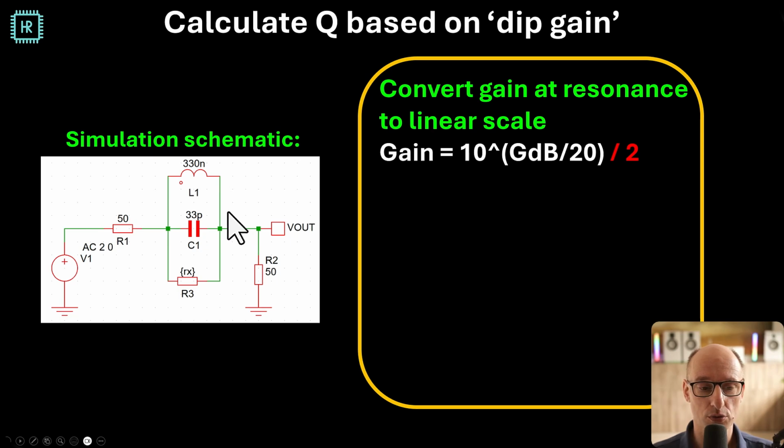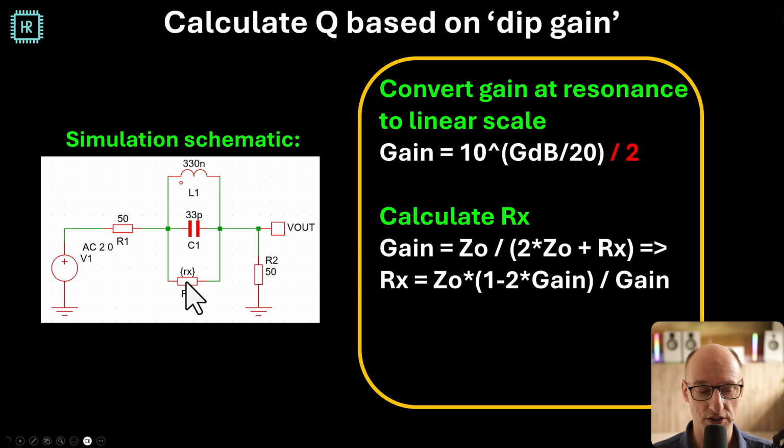So now the first thing we need to do is to convert that gain in decibels of that dip to a linear scale. So you do that by taking 10 to the power of the gain in decibels divided by 20. I'll get to this divide by 2 in a second. Next, we need to calculate Rx based on that. Now, at the resonance point, the capacitor and the inductor are basically gone. So we're left with a resistive divider with 50 ohm, an unknown resistor, and a 50 ohm load. So we can also say 50 ohm is Z0. So the gain is basically the ratio between this resistor here and these two added together. So we can convert that to Rx is Z0 times, well, you can read it here.